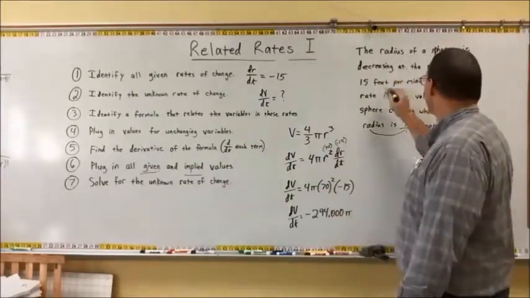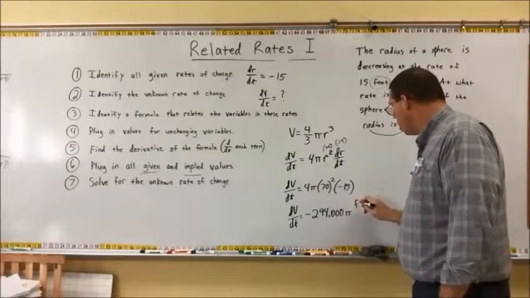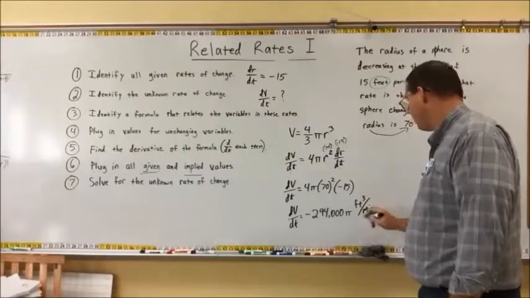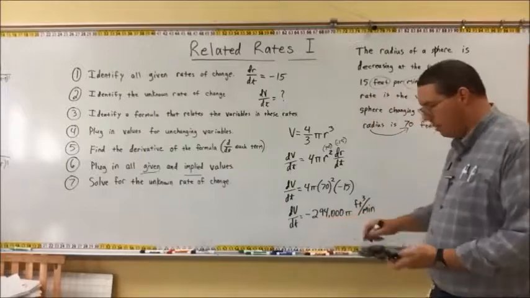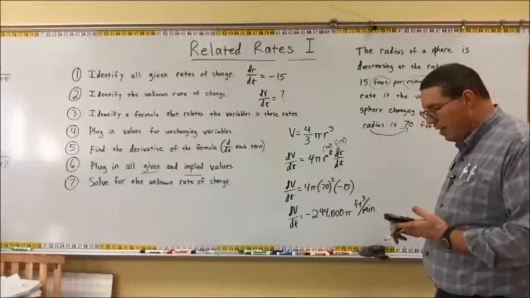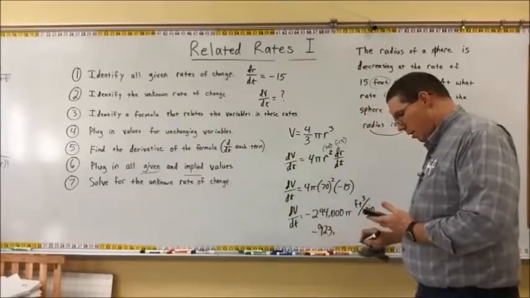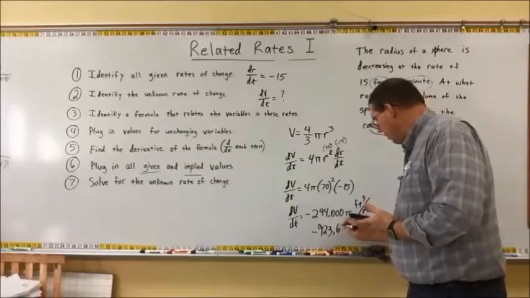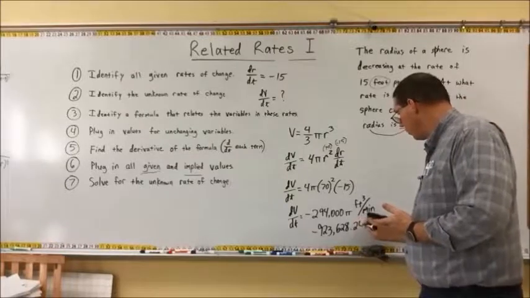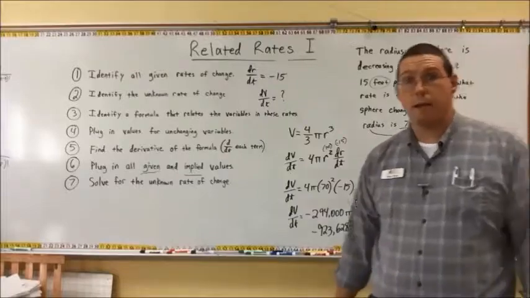Okay? And we don't have our units. It's feet per minute, but because it's a volume, it's going to be cubic feet. It's feet cubed per minute. There we go. And so that's our rate of change. Now you could take the negative 294,000 and multiply it by pi, and that gives you negative 923,628.2402 cubic feet per minute. That's pretty fast. A lot of volume, right?